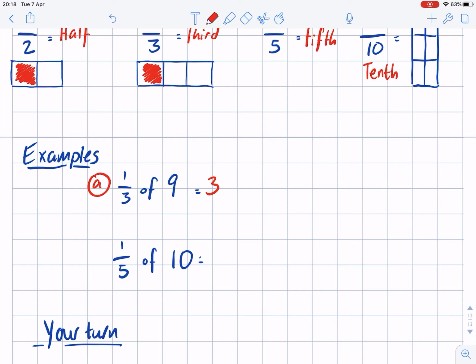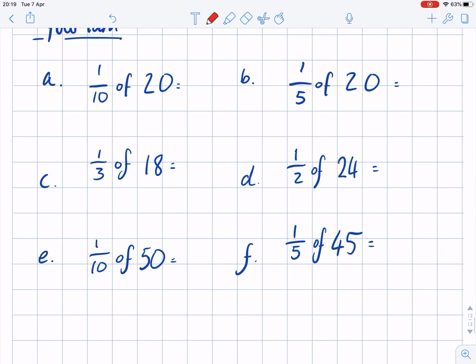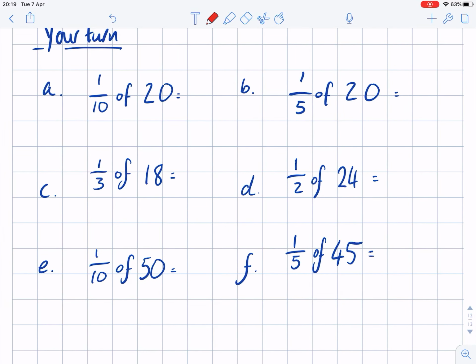For our next one, 1/5 of 10, I'm asking myself how many 5s go into 10. If I count up in 5s, 5, 10, 2 5s. So 1/5 of 10 is 2. Now it's your turn. You've got 6 problems. Remember, for each one, ask yourself how many times does this bottom number go into the amount, and that's your answer. So press pause now, work them all out, and then press play when you're ready to go through the answers. All right, let's go through them then.